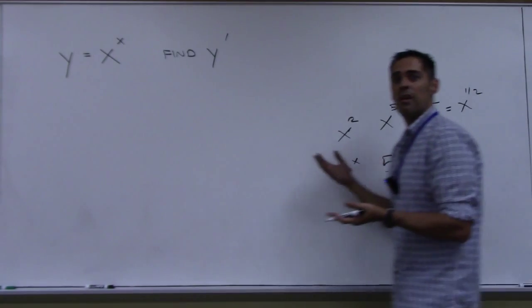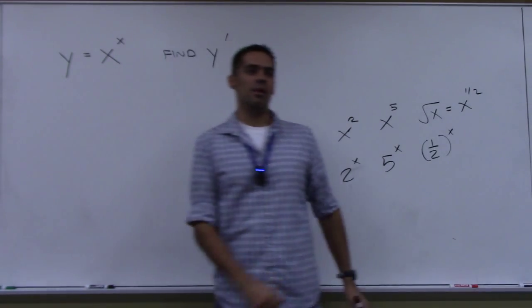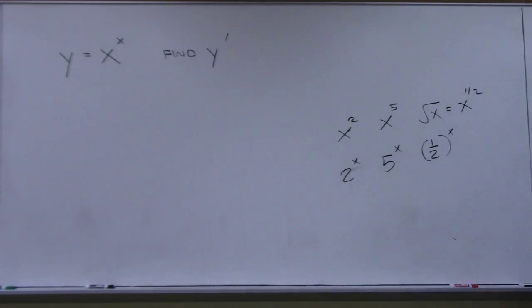But what happens when the variable is both in the base and in the exponent? Then it's no longer a power function, it's no longer an exponential function. It's a function that you have never dealt with before. We don't really have a name for them, because they don't have to be x and x. You could have a function that looks like this.